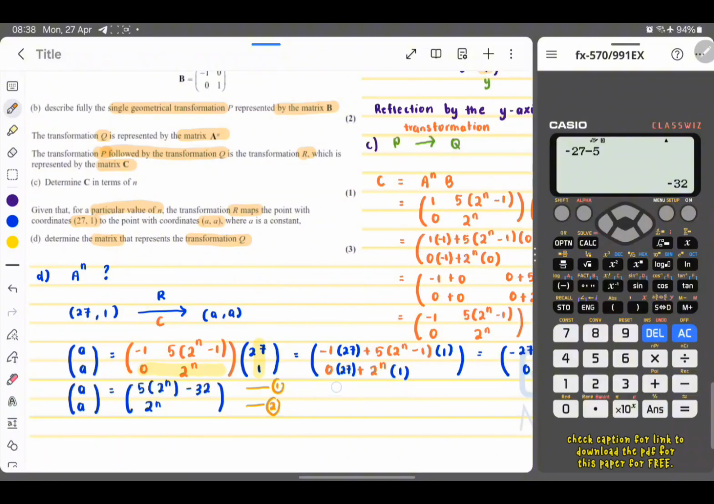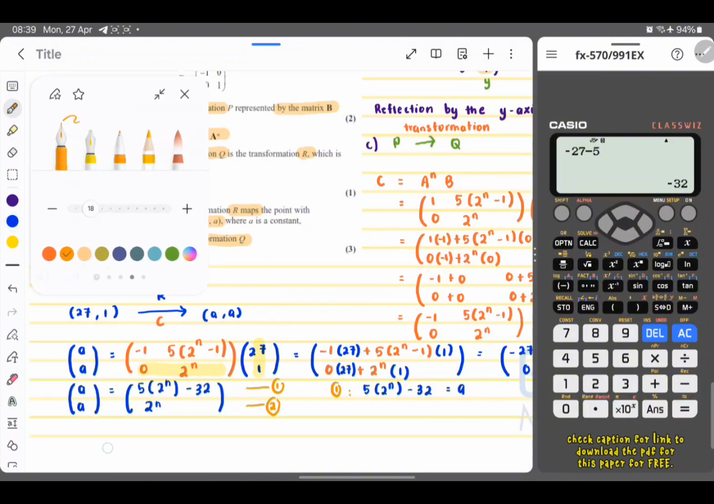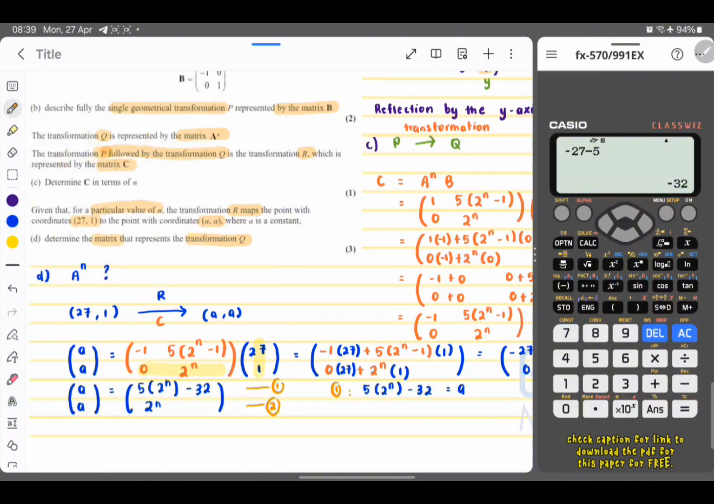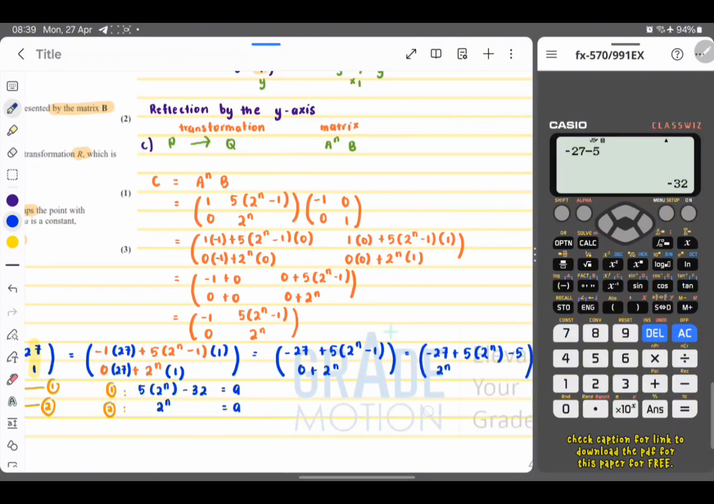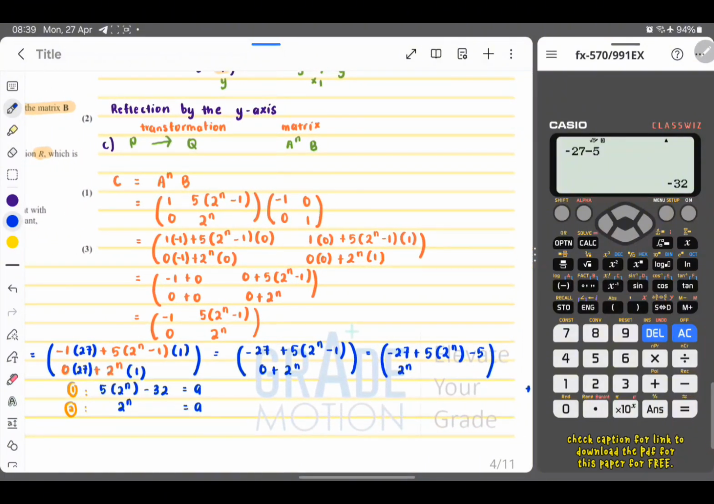So what is equation 1? Equation 1 is 5 times 2 to the power of n minus 32 equals a. Equation 2, I have 2 to the power of n equals a. So the substitution method will be the easiest for this question. So we will substitute equation 2 into 1.